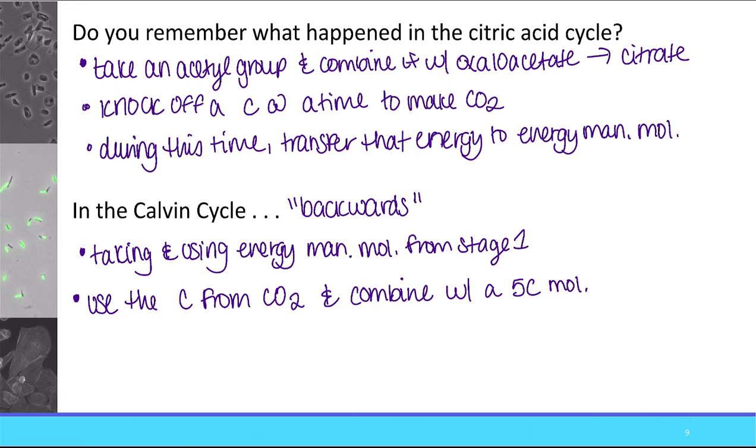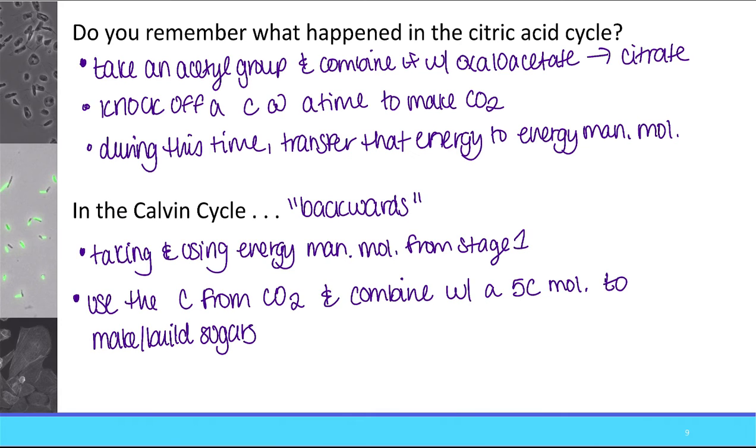So in the citric acid cycle, we combined the acetyl group, which is left over from glucose, with oxaloacetate, which goes around in a circle. In the Calvin cycle, we're taking the carbon from the CO2 and combining it with a 5-carbon molecule that goes around in a circle, so it leads a very boring lifestyle as well. And the goal here is to build sugars. That's why I say that the Calvin cycle is backwards compared to the citric acid cycle. They both have a molecule that combines with carbons and goes around in a circle, but we're doing things opposite. In the citric acid cycle, we're harnessing energy from the breakdown of glucose to make energy management molecules. In the Calvin cycle, we're using energy management molecules from previous stages to build sugars.